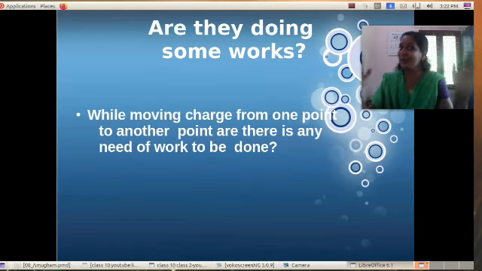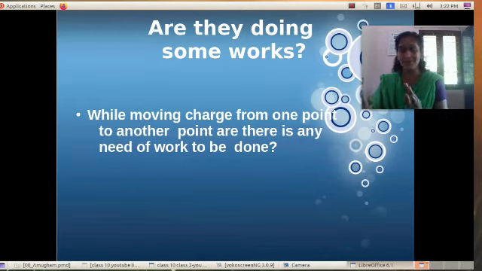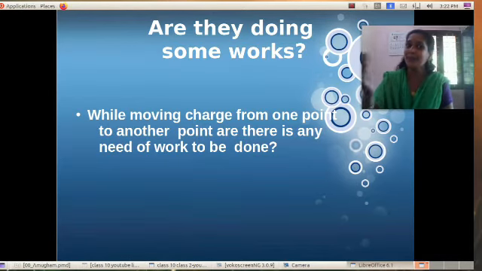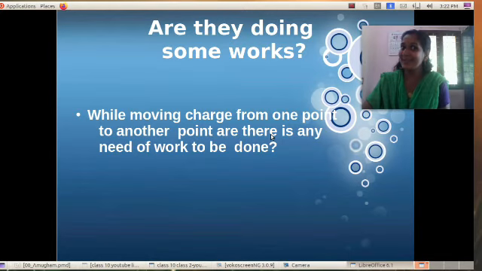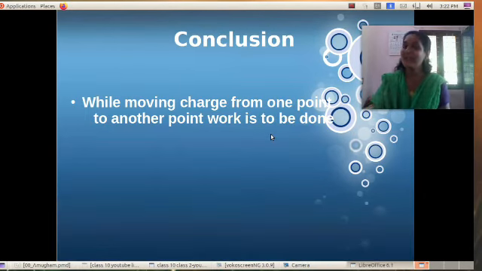For example, consider a circuit containing copper wire. While moving charge from one point to the other, is there any need for work to be done? My answer is, while moving charge from one point to another point, work is to be done, students. How does this occur? We can discuss now.